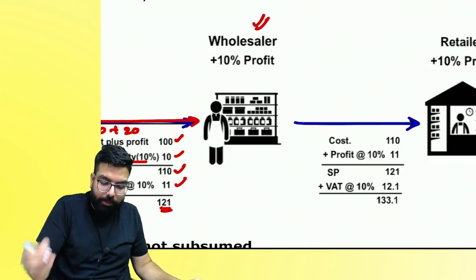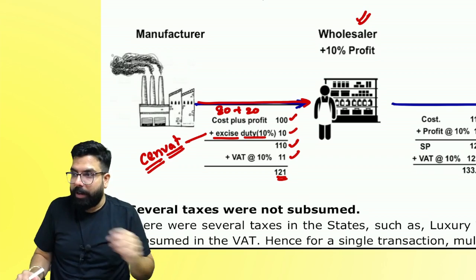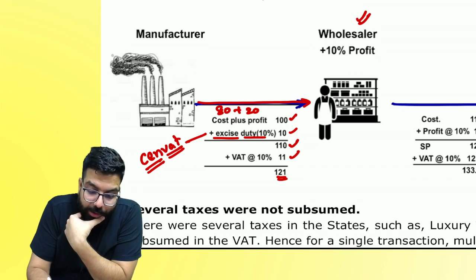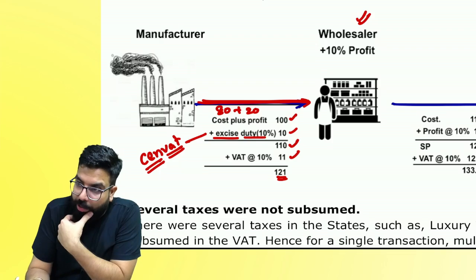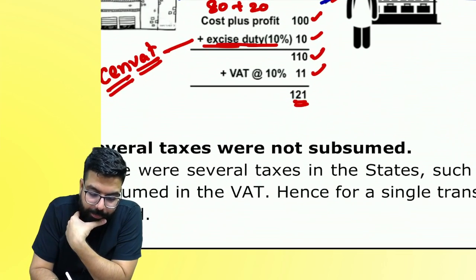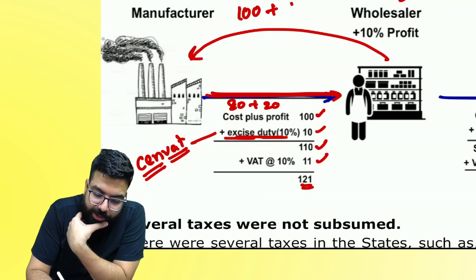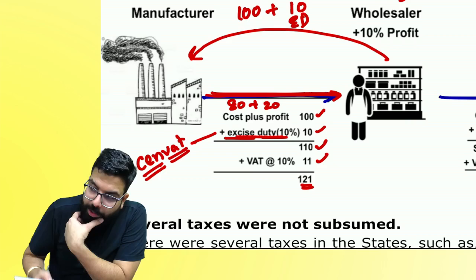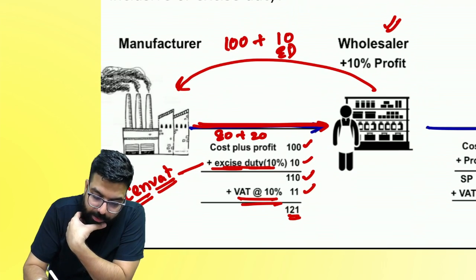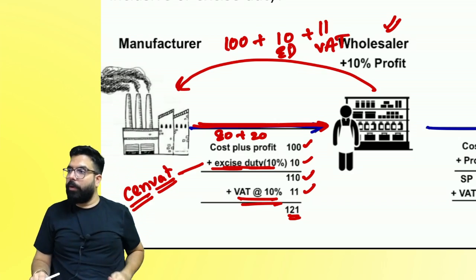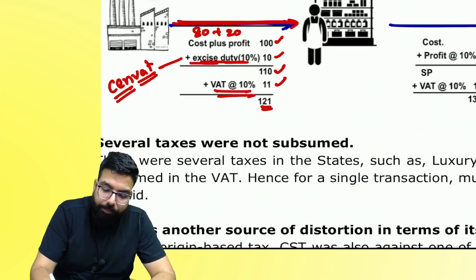Now listen. What used to happen earlier, I'm telling. Okay everyone? You bought one item. Okay? 80 rupees plus 20 rupees. You paid how much excise duty? 10. So he paid him 100 rupees ka goods, 10 rupees excise duty. VAT how much? 11 rupees VAT. Okay, everyone? You know what used to happen?